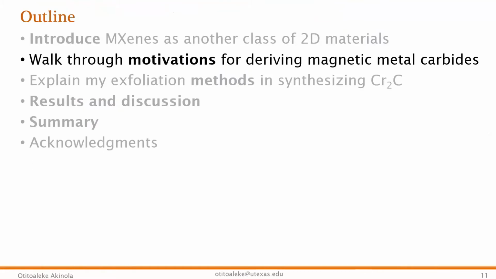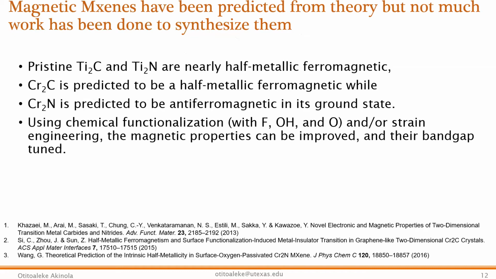Now let me walk through my motivation for deriving magnetic metal carbide. The pristine titanium carbide and titanium nitride have been predicted to be half metallic ferromagnets. The chromium carbide and the chromium nitride have also been predicted to have interesting ferromagnetic or antiferromagnetic properties as well. One thing that's very unique is that these magnetic properties can be engineered, improved, and band gap tuned based on the chemical functionalization that's been done to them, and also based on strain engineering.